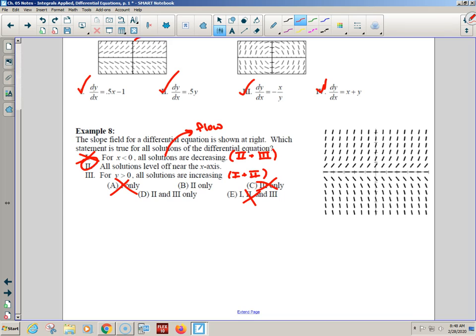50% chance. For all y greater than 0, are all solutions increasing? Yes. Solutions, you follow the flow. In quadrants 1 and 2, any one you choose, they're all going up. They're all going up. How are we doing? Is it kind of making sense?